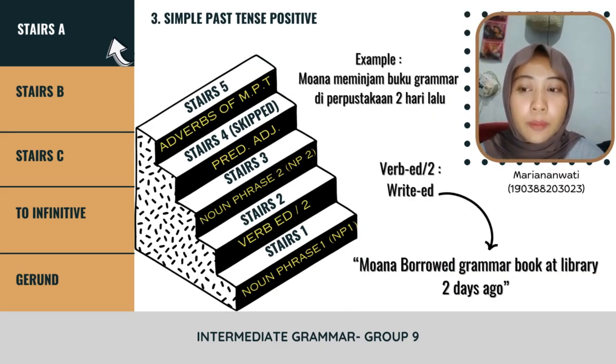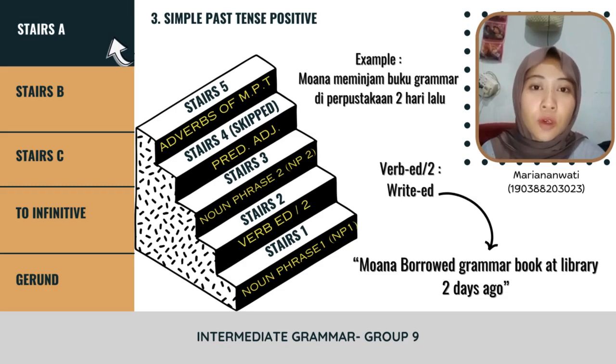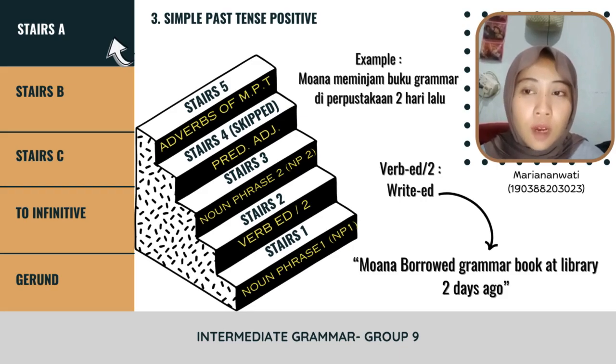Okay, I will explain about the simple past tense. Simple past tense is used to talk about a complete action in a time before now. They have five stairs. Stairs one is noun phrase one. Stairs two is verb ed or verb two. Stairs three is noun phrase two. Stair four is predicate adjunct, and stair five is adverbs of manner, place, and time.